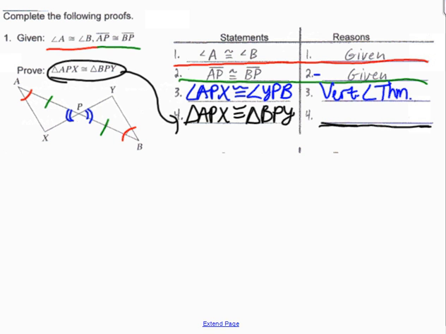So notice I have two angles and a side in between. Okay, I have an included side. So the reasoning for this one is ASA, angle, side, angle.